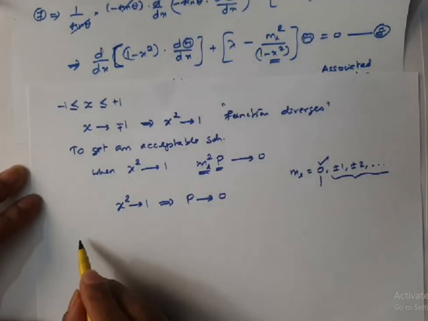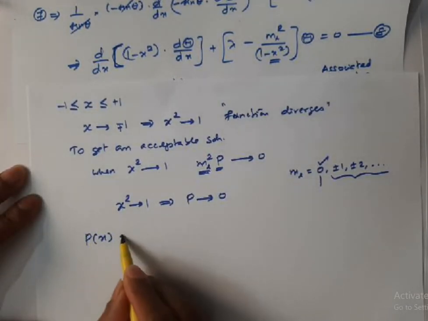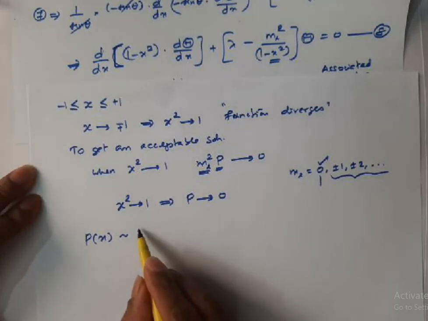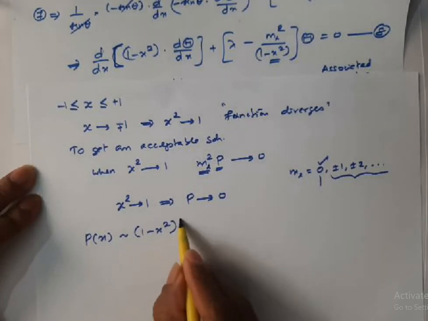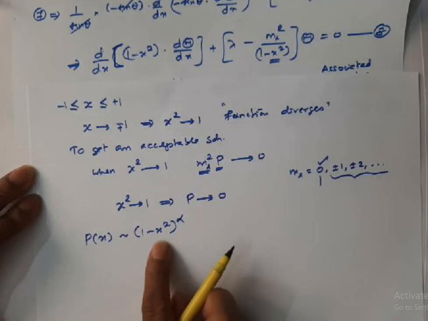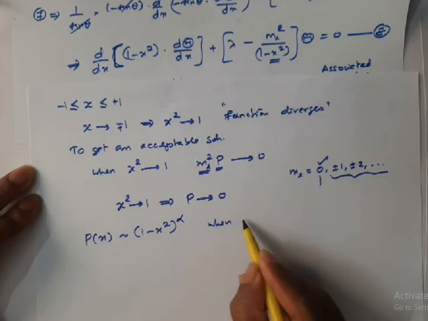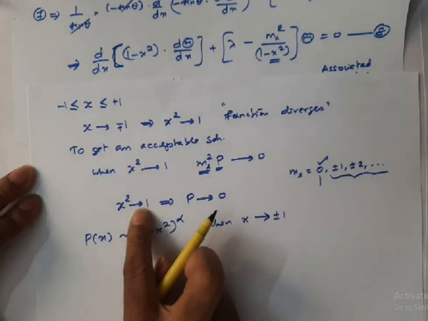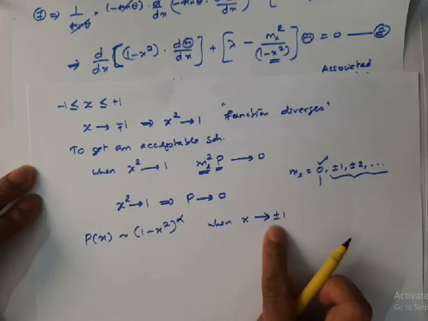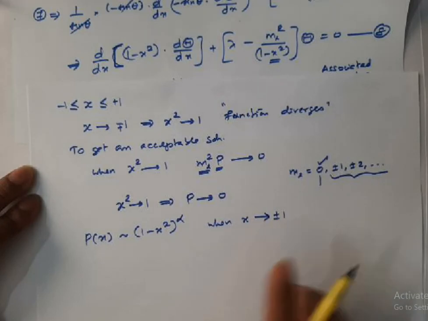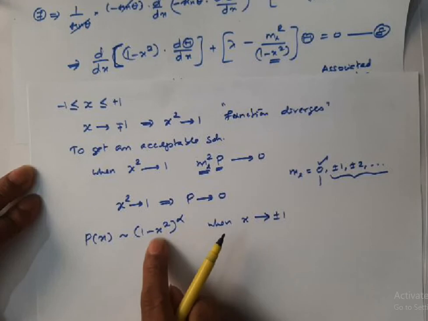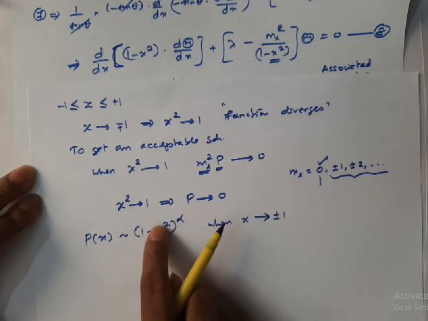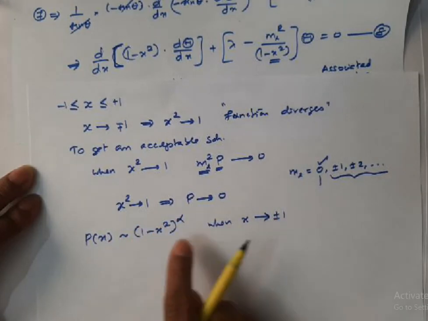For this purpose, let me define the function p of x in this manner, that is (1 minus x square) to the power alpha. This is the nature of the function when x approaches plus 1 or minus 1, so that x square approaches 1. At the extreme points, when x approaches plus 1 or minus 1, the function should vanish. If the function behaves like this, what will happen?